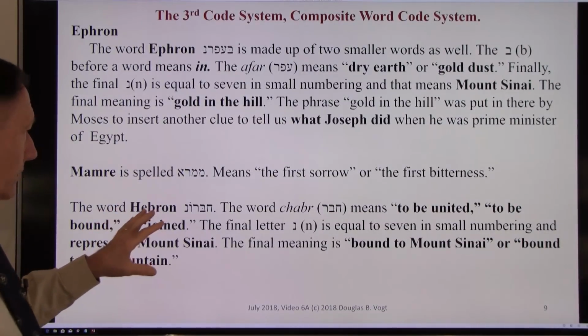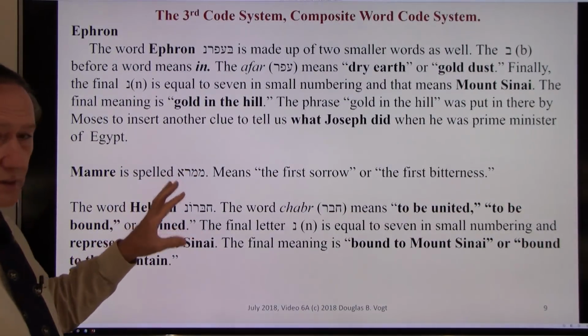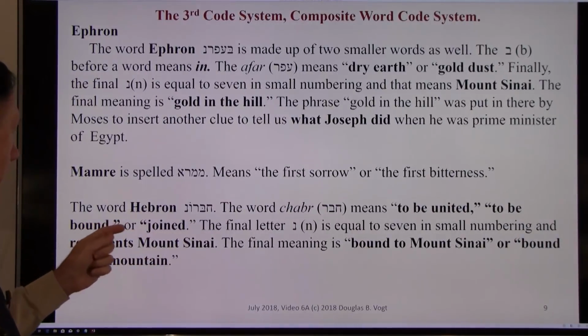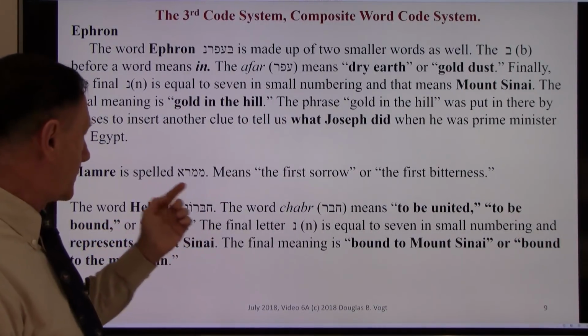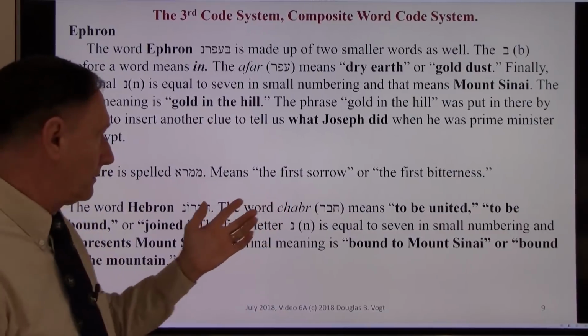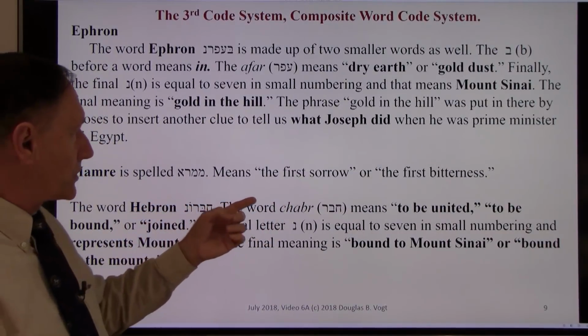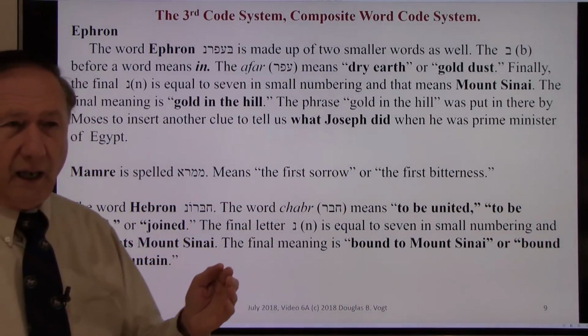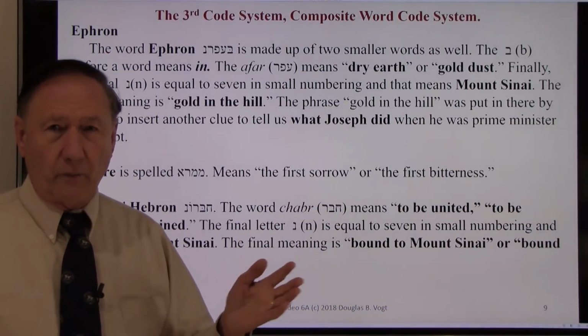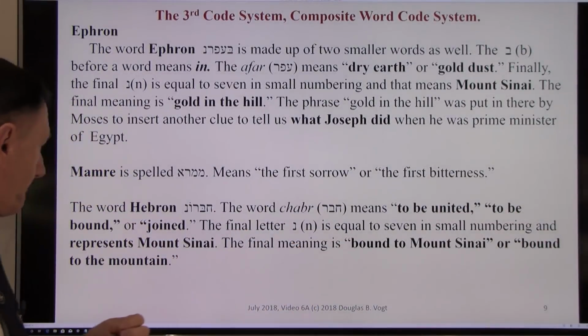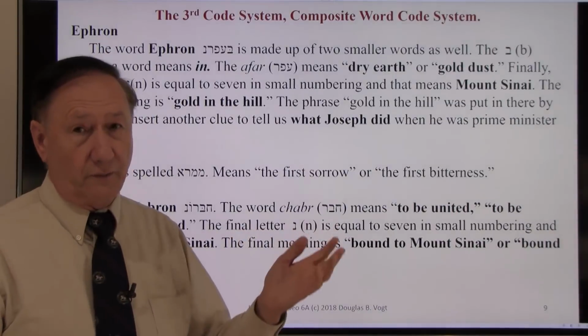Other words that are coded words, without going into it, but it's explained in the book. Mamre describes, again, the hill, the mountain. And it basically means first sorrow or first bitterness. And that would be the burial cave where you're burying your relatives. Also going to mean what Joseph did later.